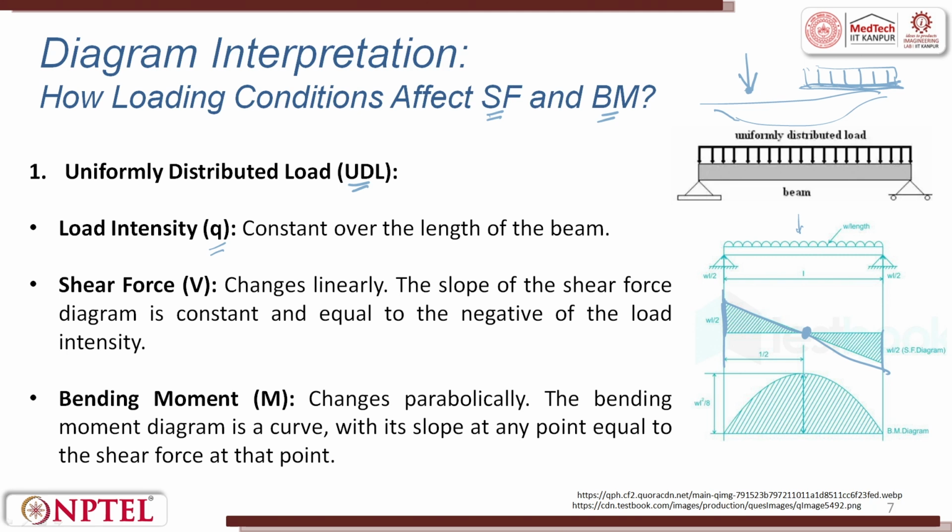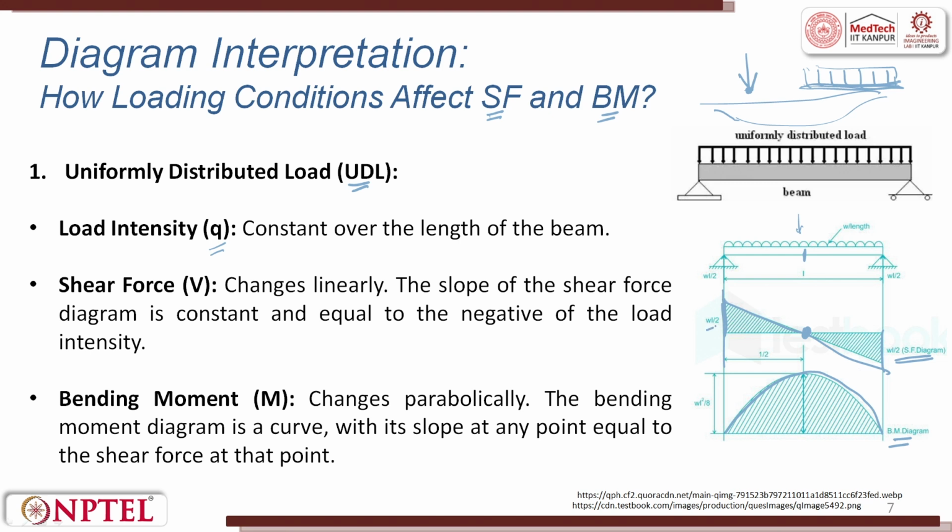When we try to draw the bending moment, we get it in a parabolic form. So here you can see the bending moment changes parabolically. The bending moment diagram is a curve, a parabola, with its slope at any point equal to the shear force we draw. Here it is very clear: this is the shear force diagram, this is the bending moment diagram. This is exactly at L by 2, so at the L by 2 point it crosses over.